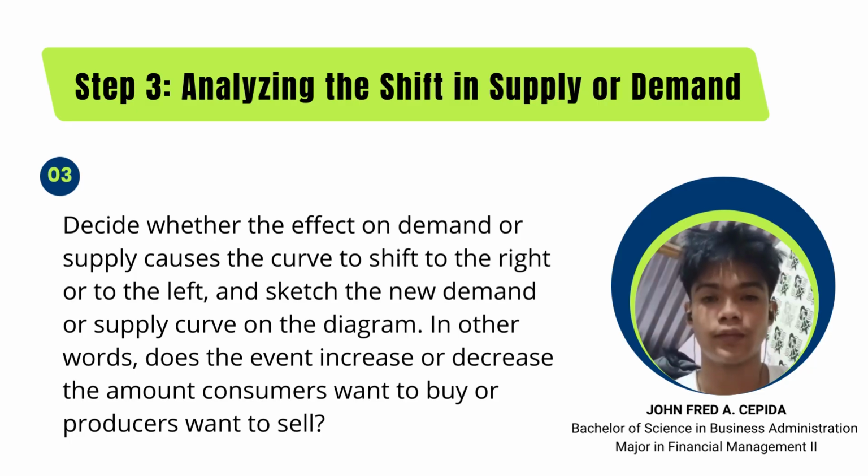Analyzing the shift in supply or demand: decide whether the effect on demand or supply causes the curve to shift to the right or to the left, and sketch the new demand or supply curve on the diagram. In other words, does the event increase or decrease the amount consumers want to buy or producers want to sell? In these steps, we focus on identifying whether an economic event causes a shift in the supply curve, demand curve, or both. Let's explore this with an example.